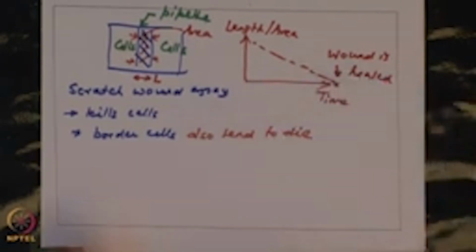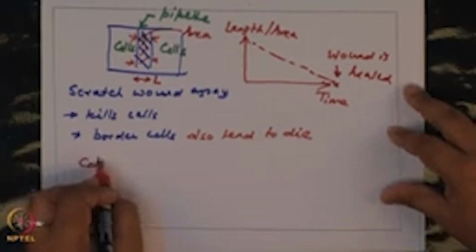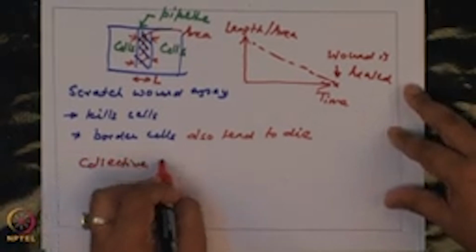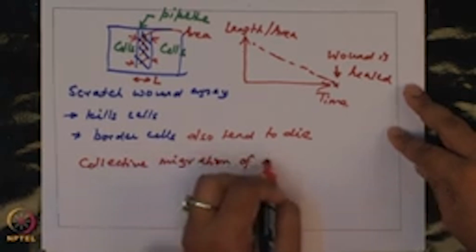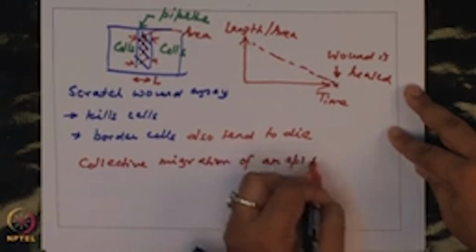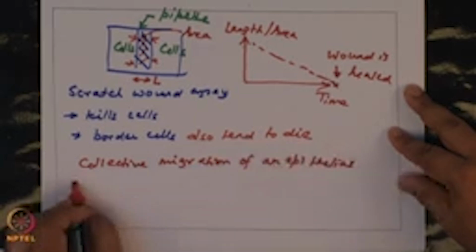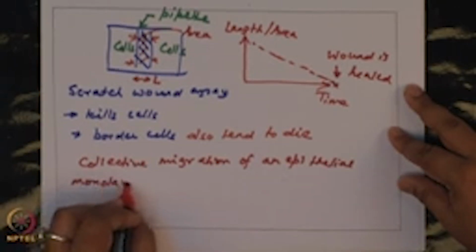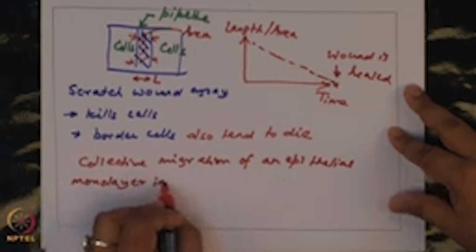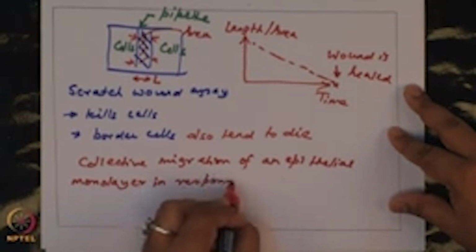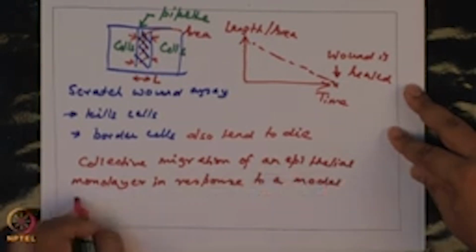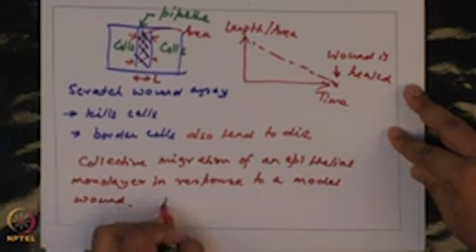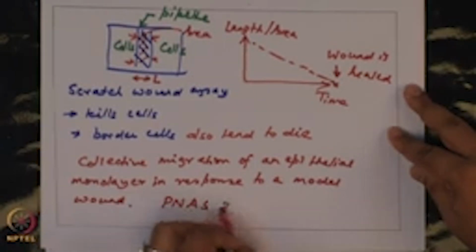What I am going to do is discuss one paper. The title of the paper is Collective Migration of an Epithelial Monolayer in Response to a Model Wound. It was published in PNAS in 2007.